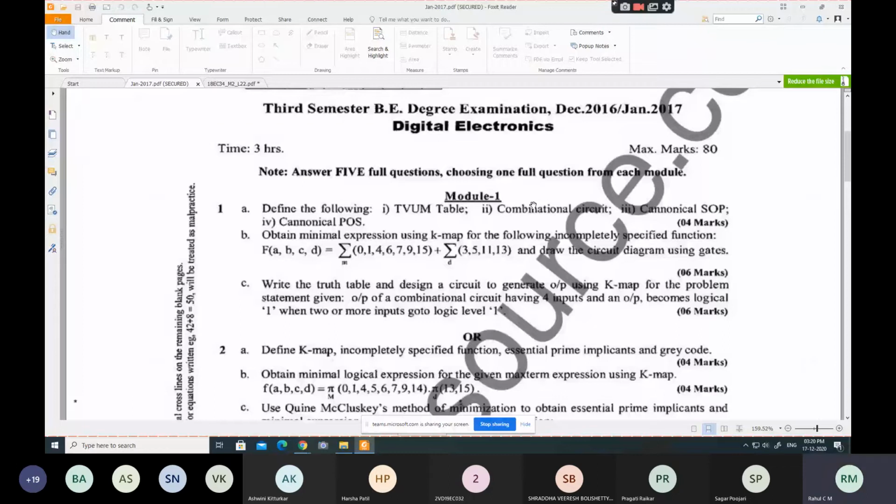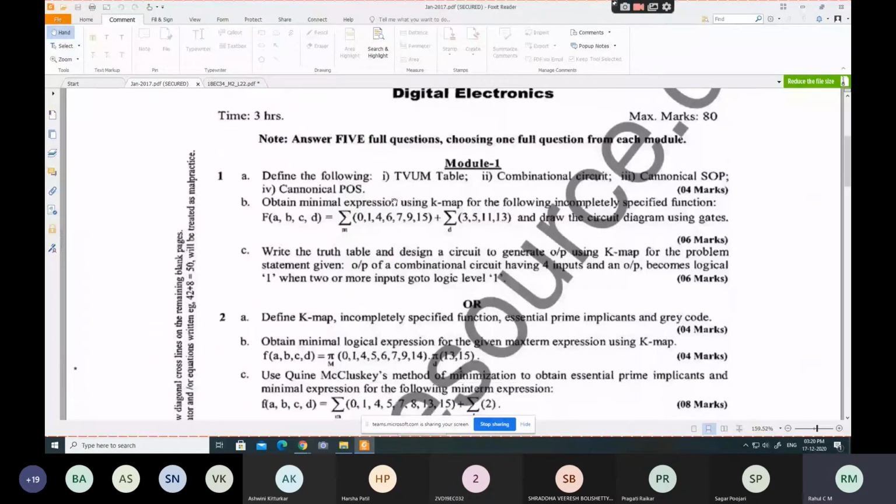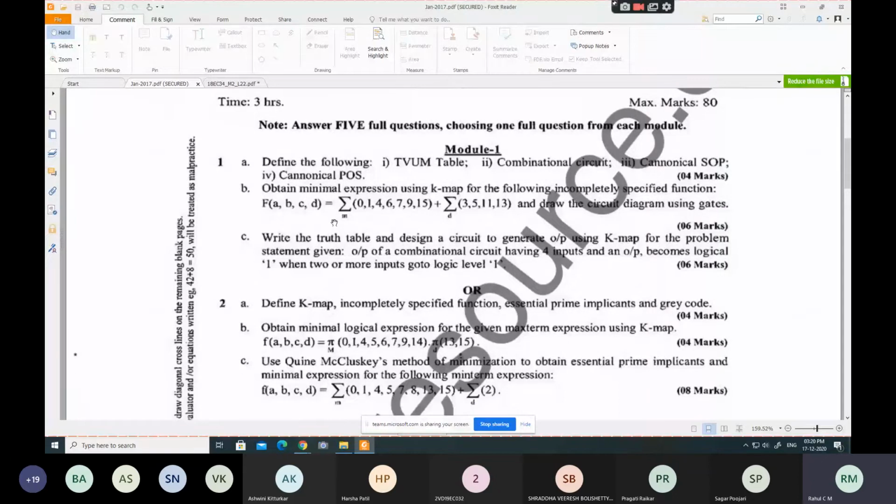Obtain minimal expression using K-map for incompletely specified function. What is the incompletely specified function? Don't care. Yes. So that's what is written here: summation m and summation d. For this you are supposed to calculate the optimal minimal expression. Here you will be obtaining a minimal sum expression, because the expression is summation. Understanding? Yes, sir. Next.